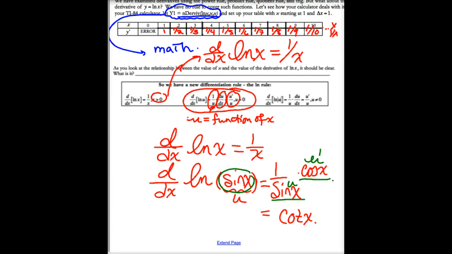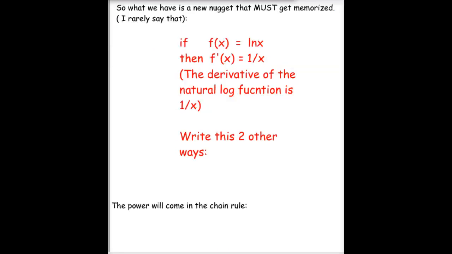I like the 1 over u du dx, though. I think that's a little easier to understand. So what we have is something that you really do need to memorize. You need to get it in your head that the derivative of the natural log function is 1 over x. And this can be written several ways.